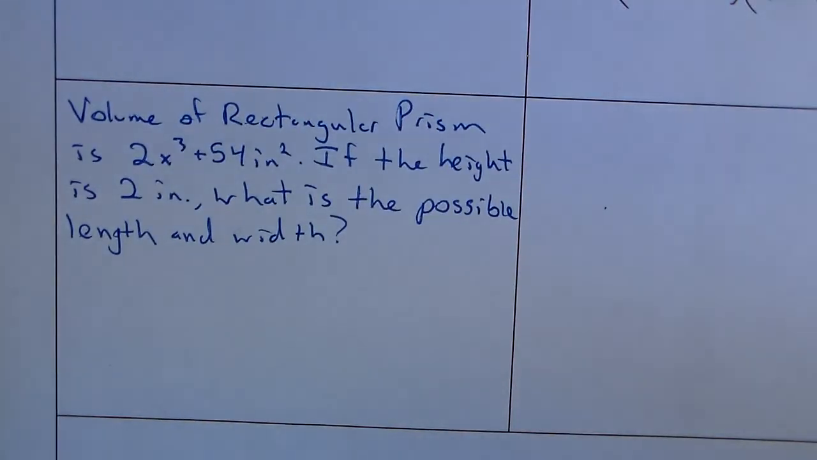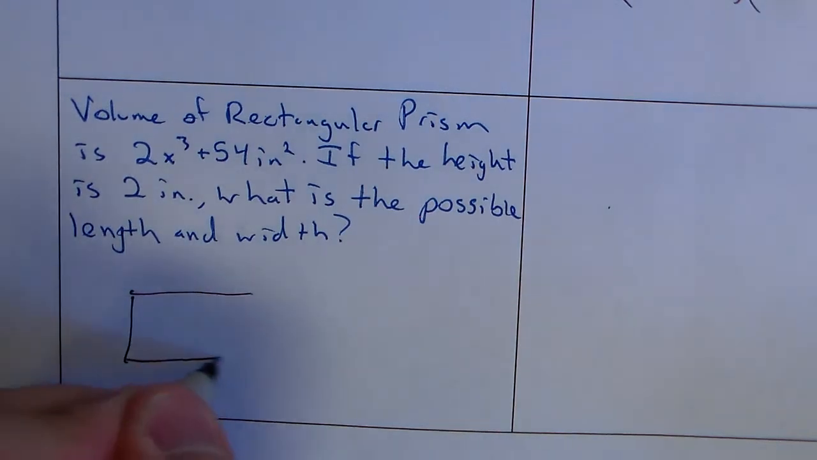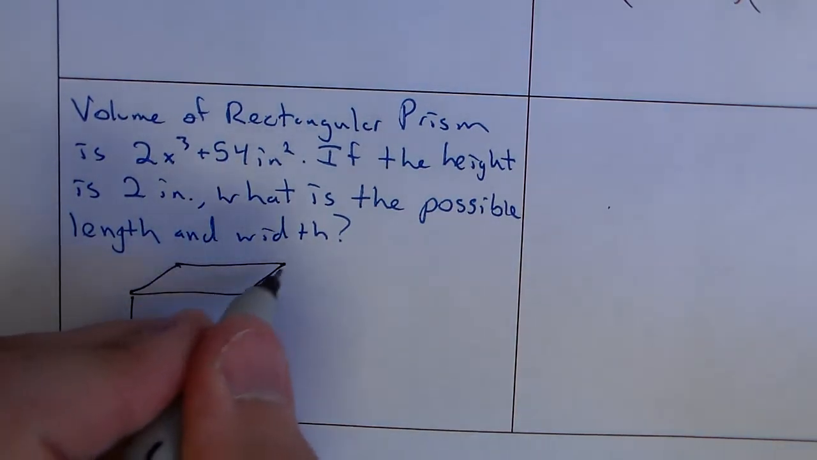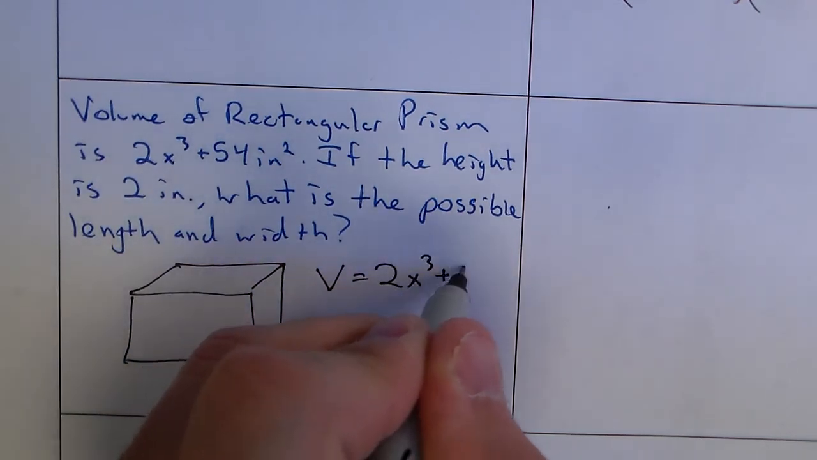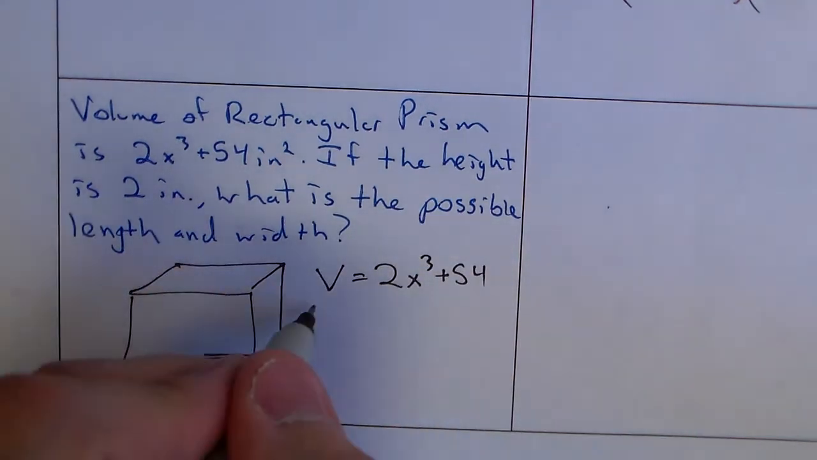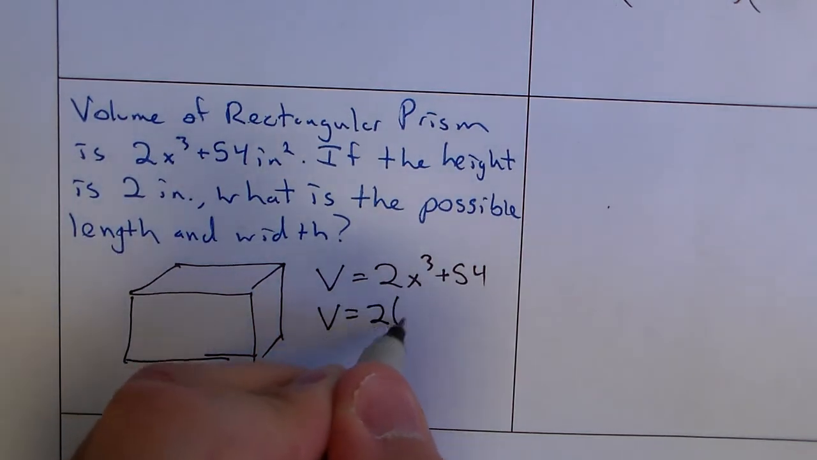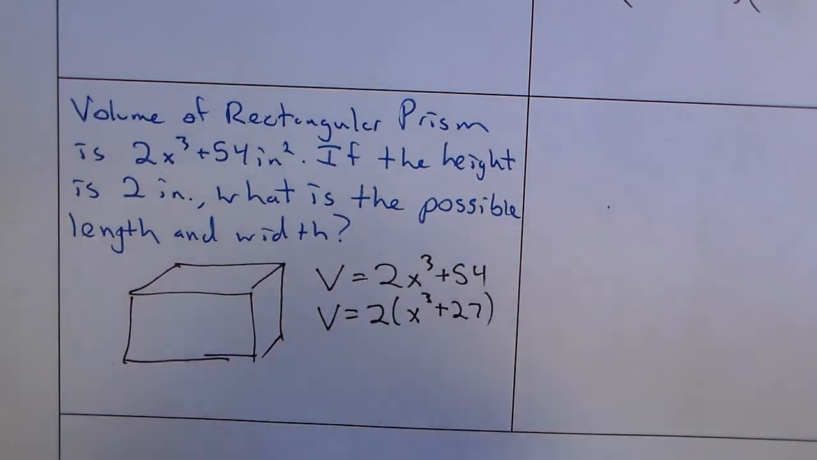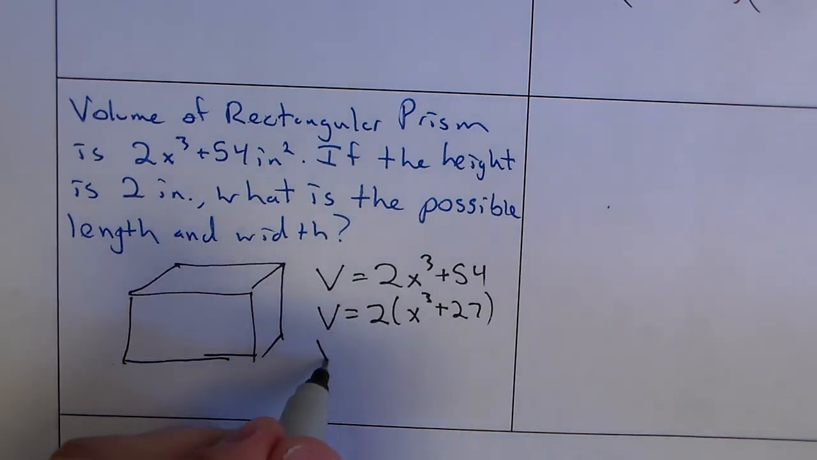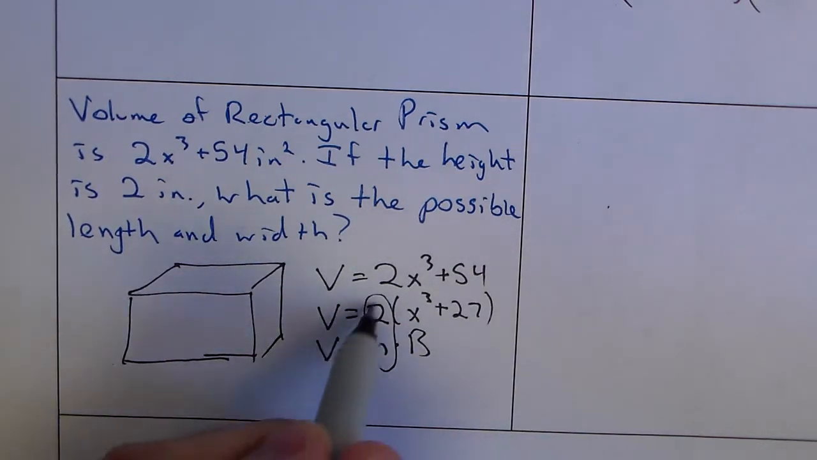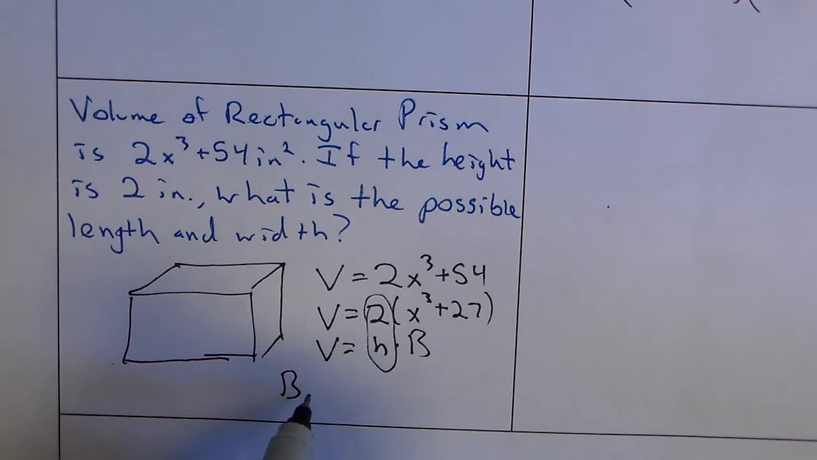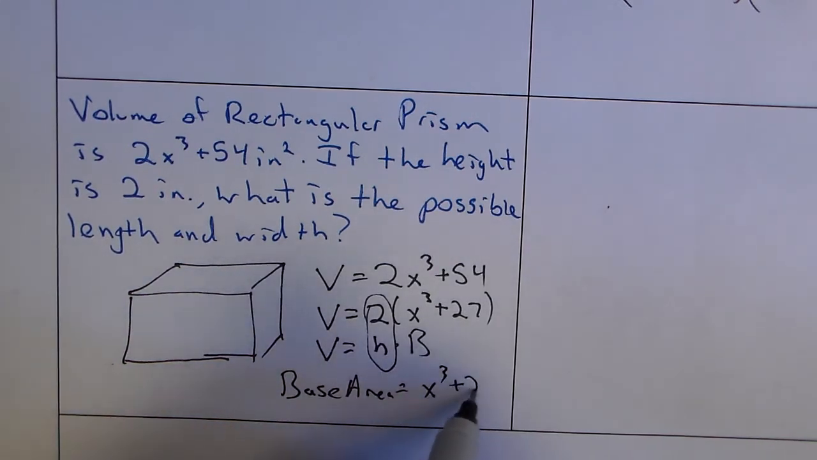Okay, last one we're looking at, we have a rectangular prism where the volume is 2x to the third plus 54 inches cubed. Now I could factor out a 2 here, and I get x cubed plus 27, which kind of lends itself to what we've been looking at. We also know that the volume of a prism is the height times the base area. Now I already know that the height is 2, so what we're really looking at here is the base area is x to the third plus 27.